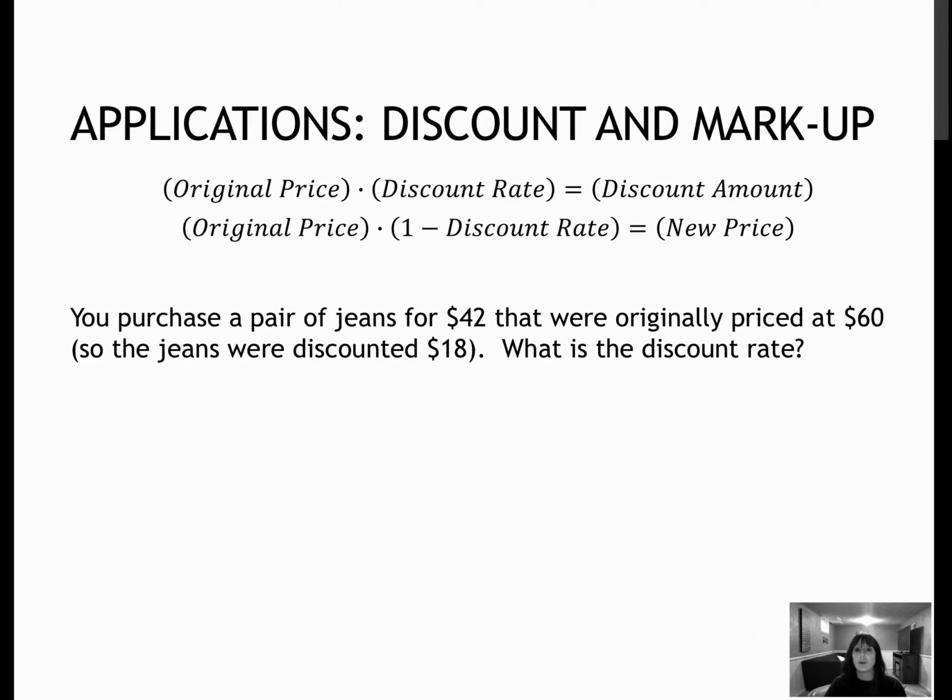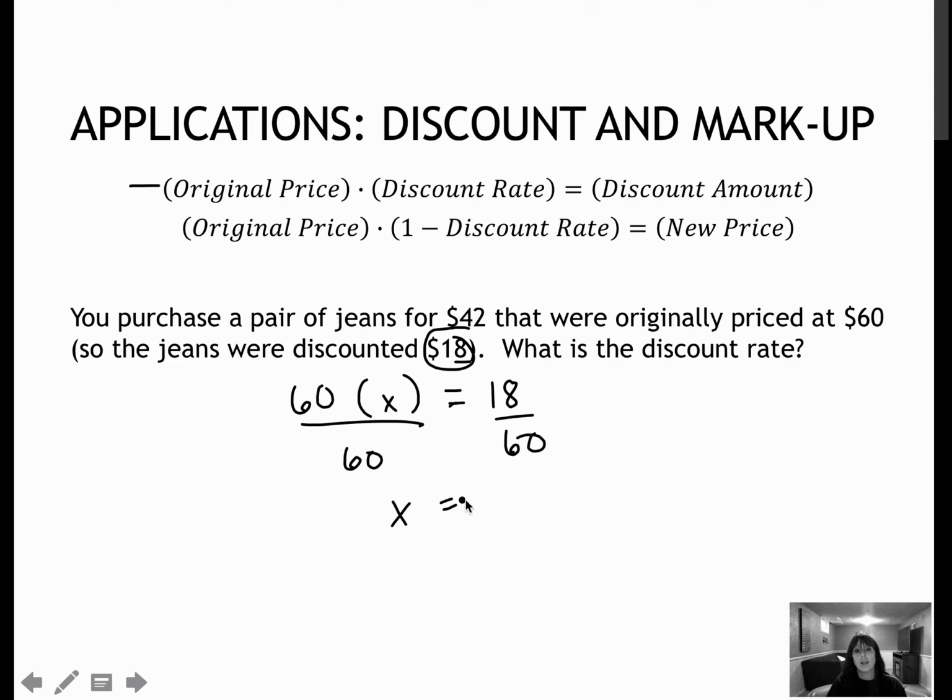All right, so you're going to purchase a pair of jeans for $42. They were originally $60, so you're getting a deal. And that means they were discounted $18. What is the discount rate? So we're trying to find the rate in this case. Probably the easiest thing to do would be to use that first equation. Original price is 60. Discount rate is what I'm solving for. Discount amount is 18. Normally they won't give you that 18, you would have to subtract to find the 18. And then when I divide, I find 0.3, which of course means that your jeans were discounted 30%. It was a 30% off sale.